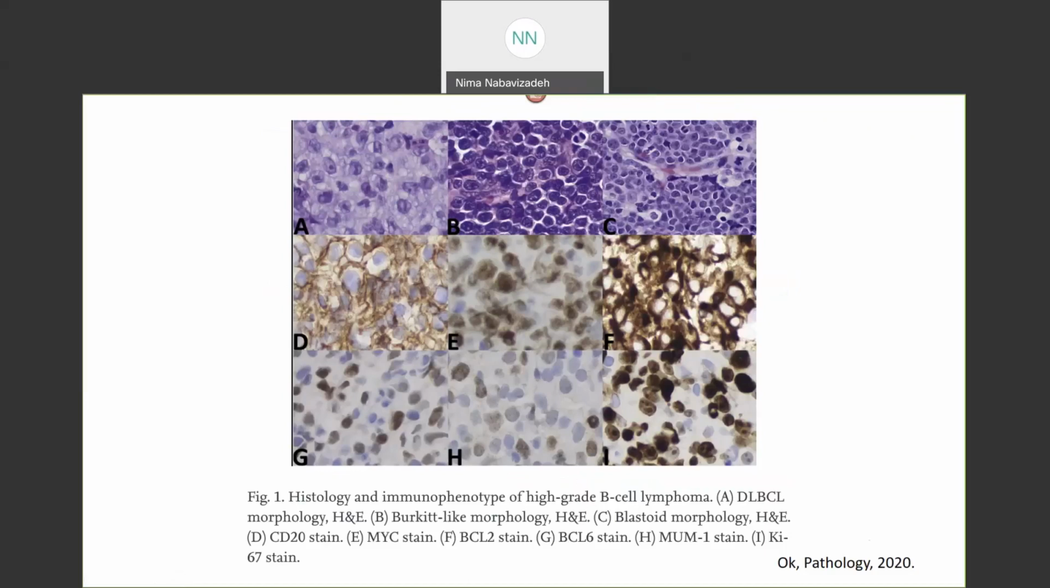This is just a quick snapshot of the histology and immunophenotype of these high-grade B-cell lymphomas. And you can see the exhaustive immunohistochemistry done on all these slides, and this kind of just shows why having a lot of tissue is important, because they are rigorously tested to determine exact subclassification that can dictate treatment.